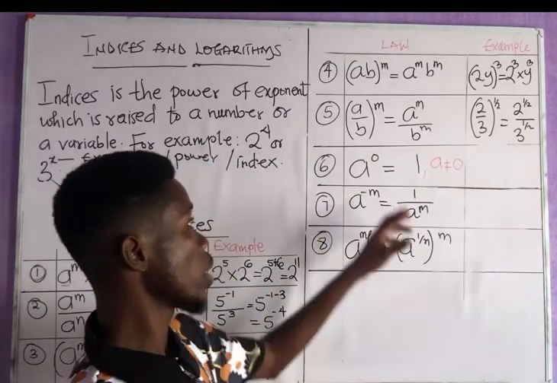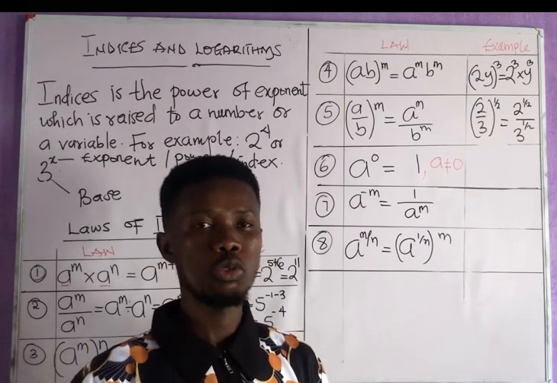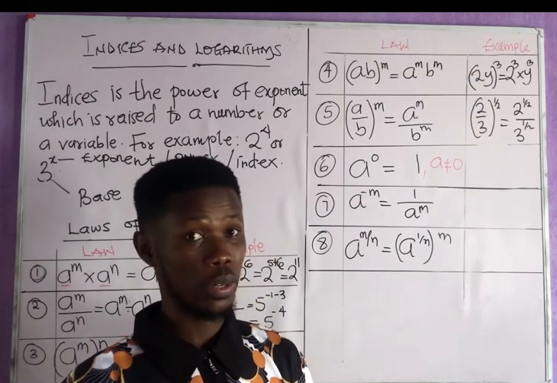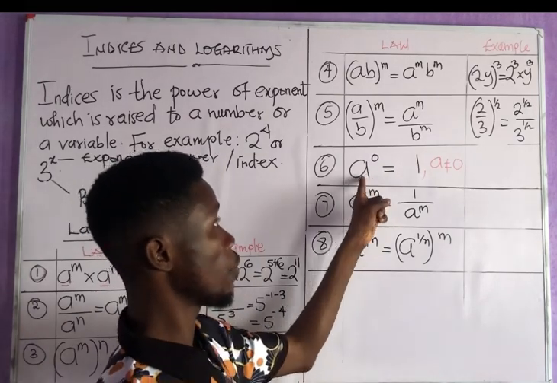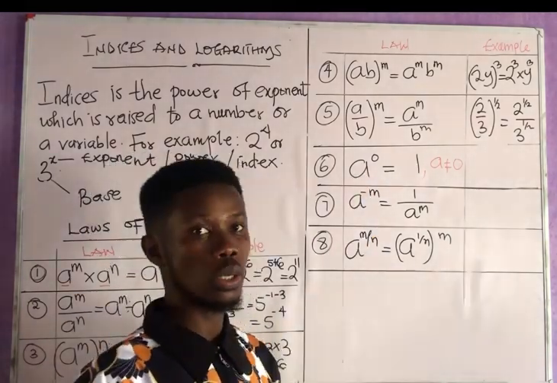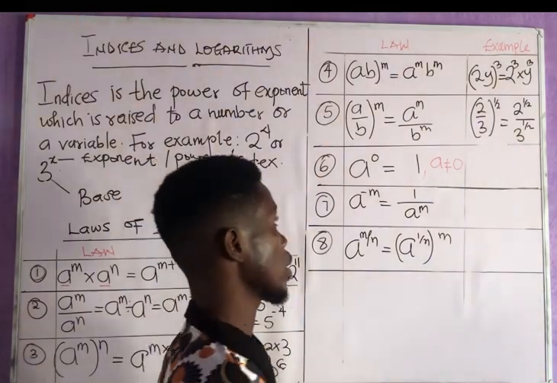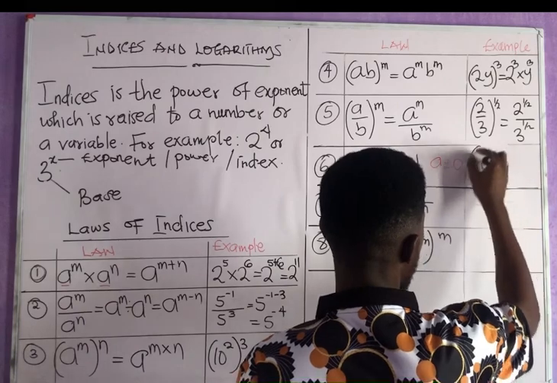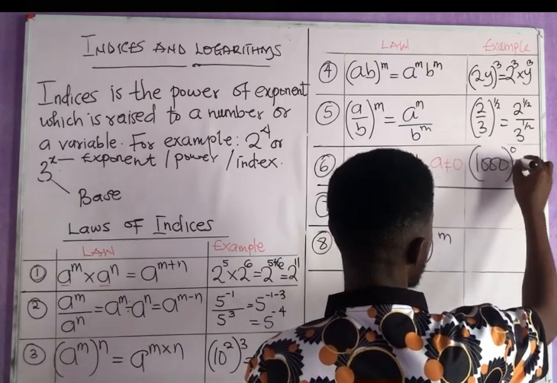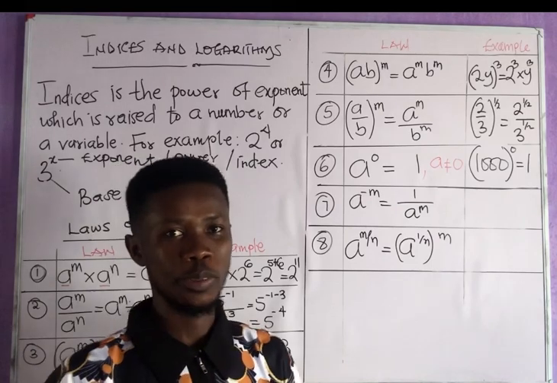Because we know that 0 to the power 0 is undefined and you will not get an answer for that. So the definition for this is that any non-zero number to the power 0 is 1. So an example is, if I have 1000 to the power 0, my answer is 1. So any number at all.